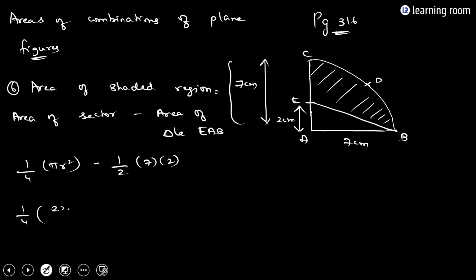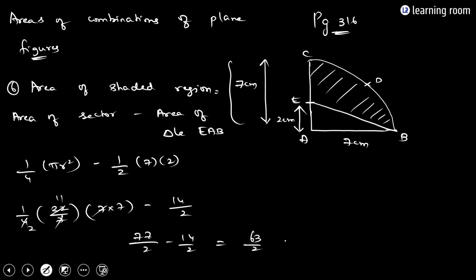So 1/4 into 22/7 into r square. What is r square? 7 into 7. So 7 and 7 will get cancelled. This is 11. This is 2, minus 14/2. So it is going to be 77/2 minus 14/2. How much is it? 63 divided by 2 centimeters square. That is 31.5 centimeters square.